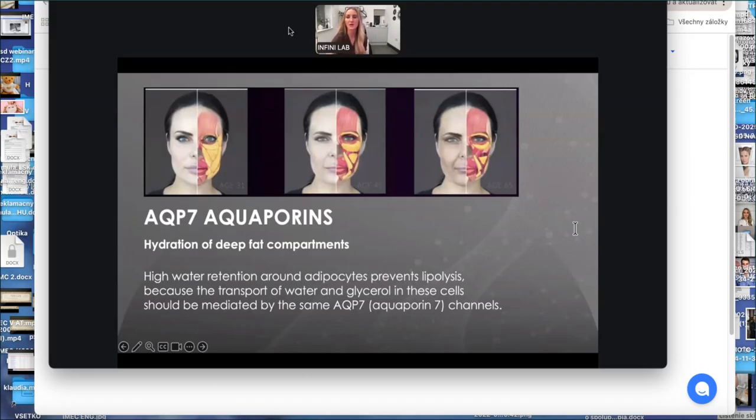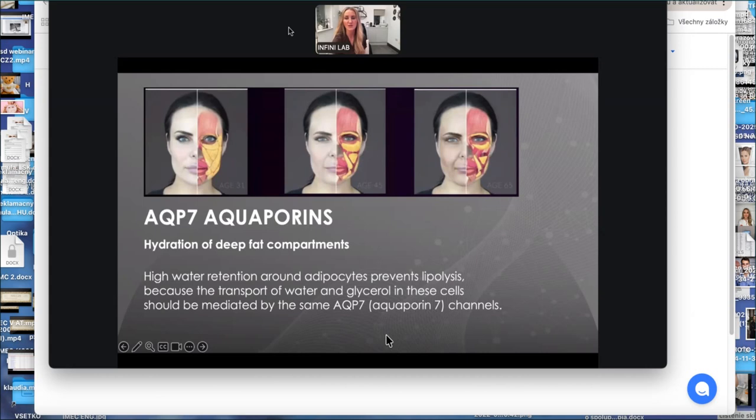And this is why lipolysis slows down, because we replace lipolysis with hydration. So we put lipolysis on the red light. And here, all the products which are really thin, liquidy and hydrating will be the best. So mesoline would be one of the best choices to use to stimulate the deep fat compartments.